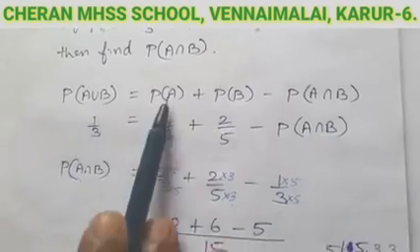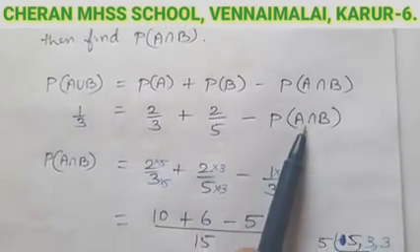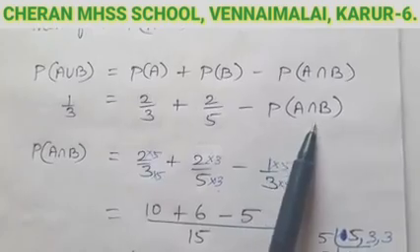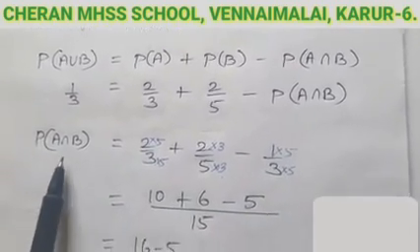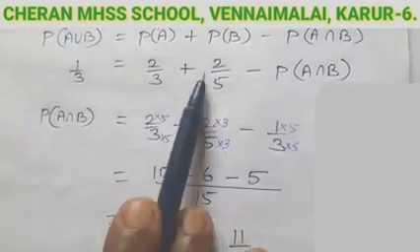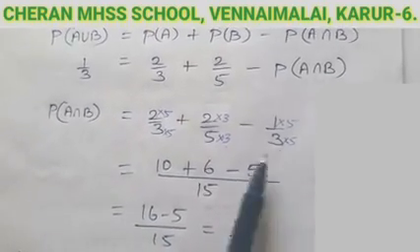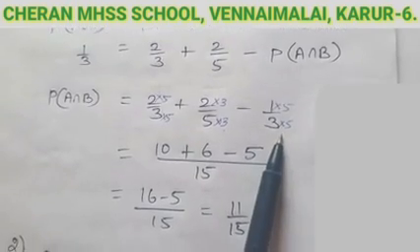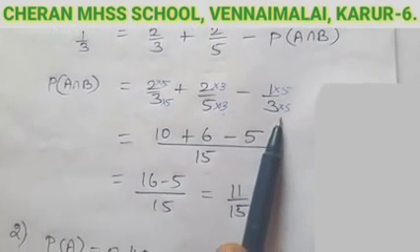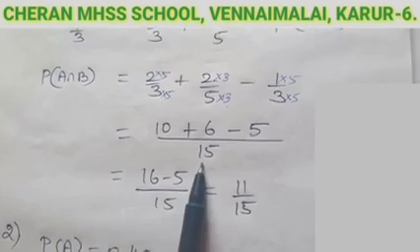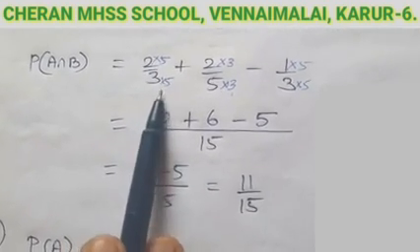Here we substitute the values given. We don't know this, we have to find this. So minus P of A intersection B will become plus P of A intersection B. And these values will be as it is. Bring this positive value this side, it will become negative. Take the LCM for the denominators. We get the LCM as 15. So denominator we write 15, and 3 into 5 is 15.